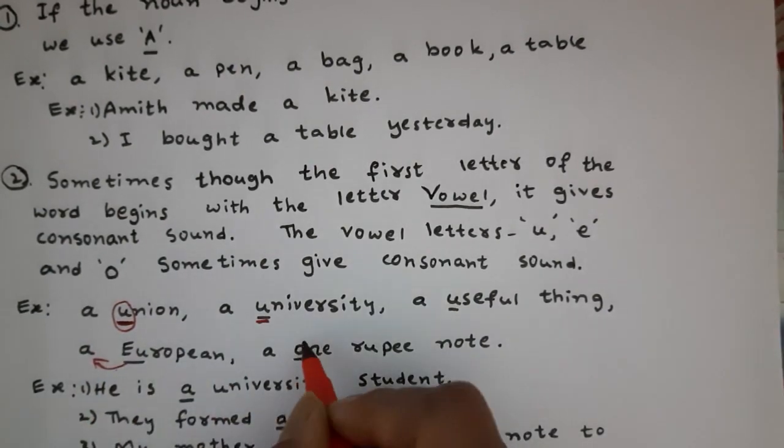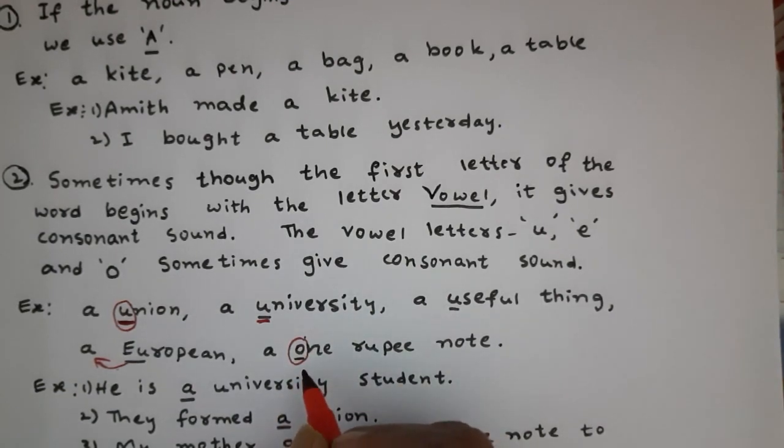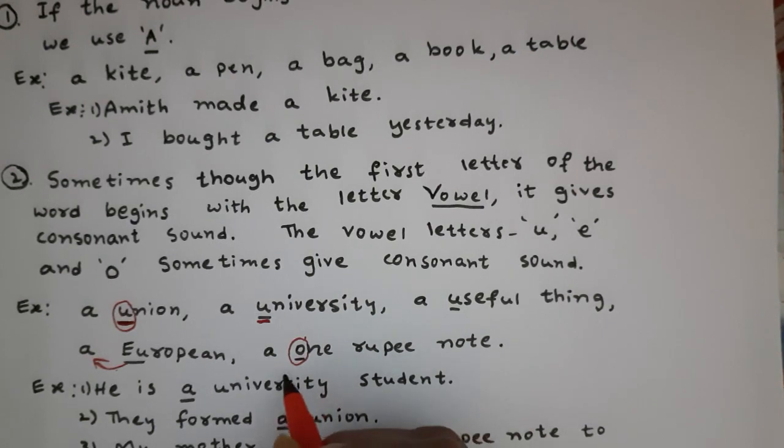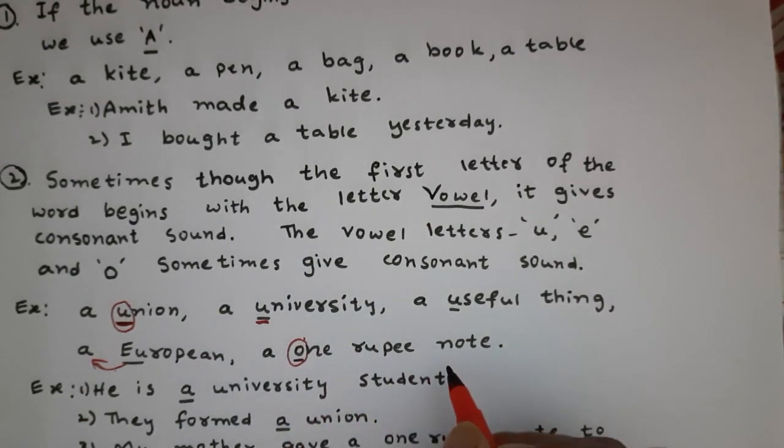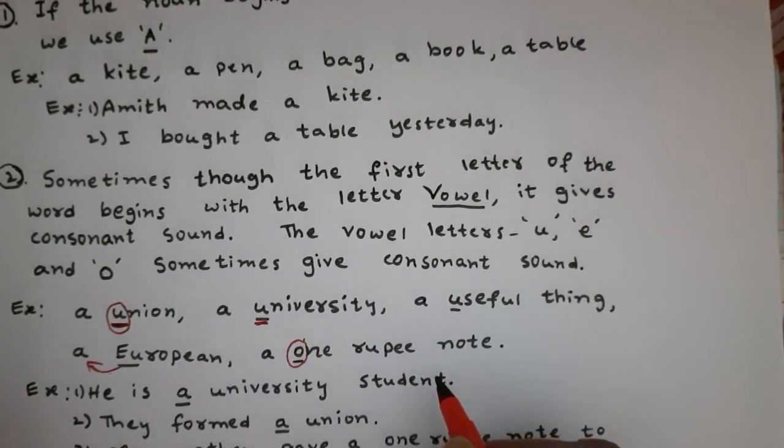And in the same way, you observe here, what is that pronunciation? One. One means V. V means a consonant letter sound. So, one. A 1 rupee note. A one-eyed beggar. A 1 rupee coin. Like that. Not an. We should not use an. A only we should use here.